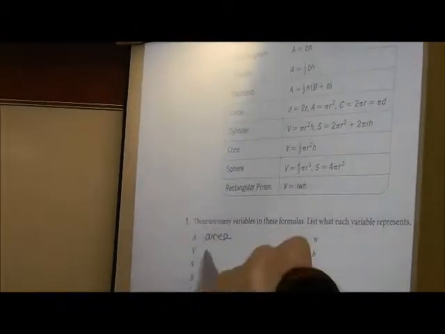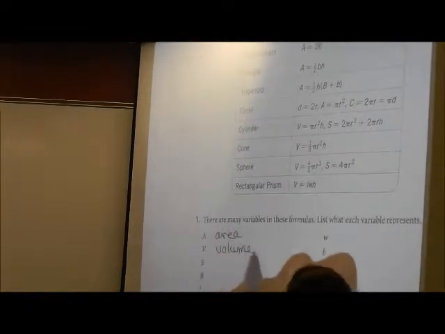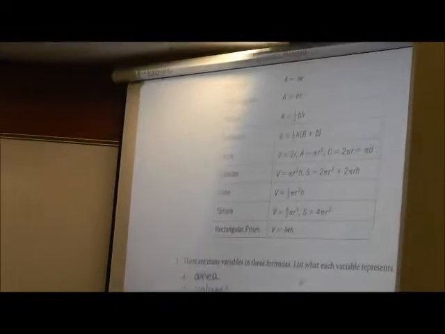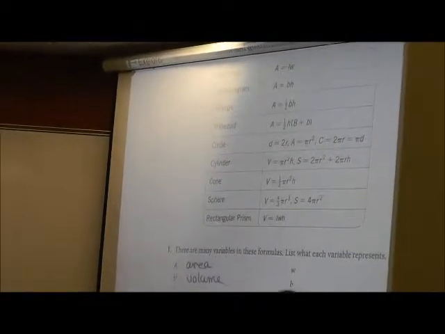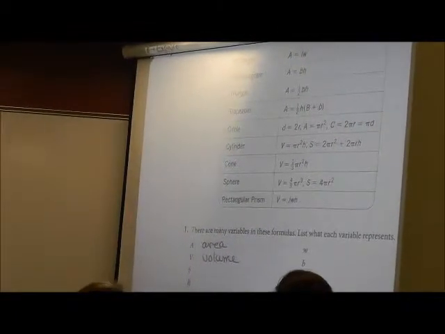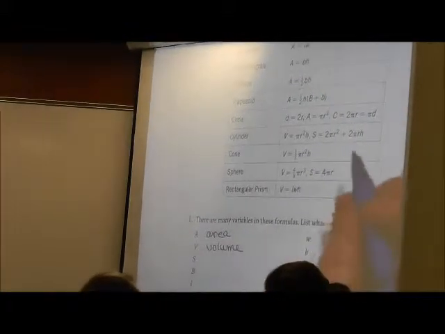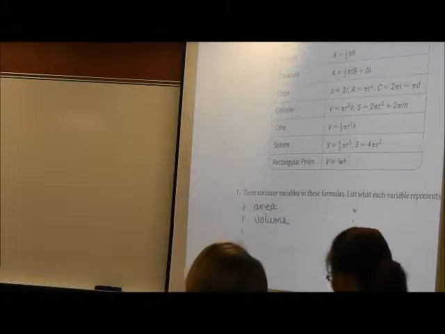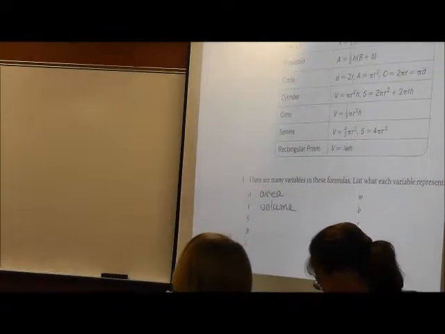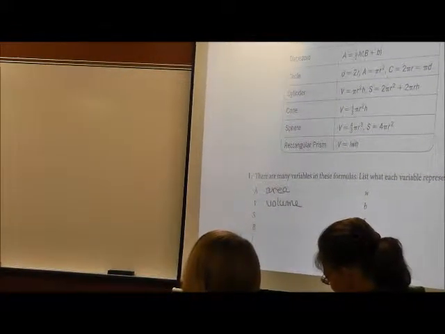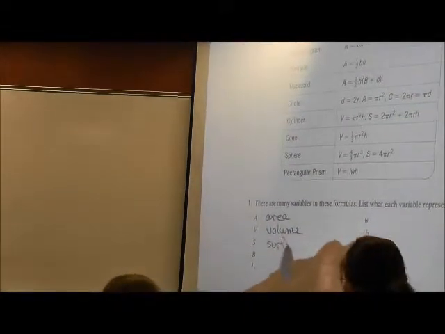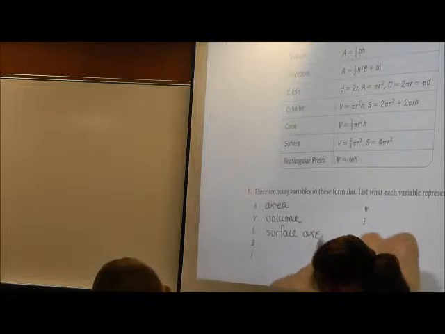Capital A is area. I heard volume. What's the S? Diameter? No, because S equals 4 pi r squared. So what equals 4 pi r squared? What if I told you? I like your reasoning there. Sphere. The sphere is an object, not a surface. Area. Surface area.